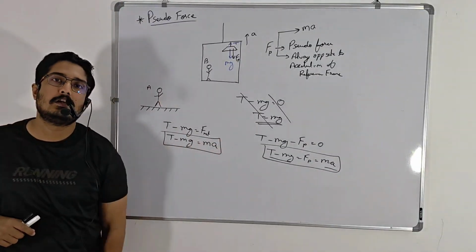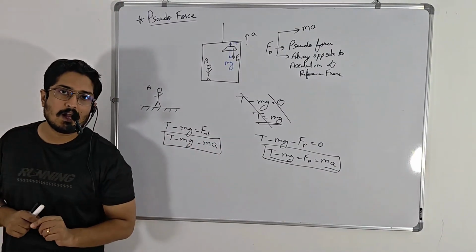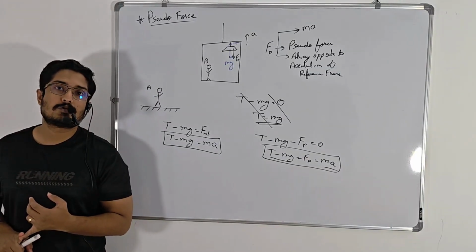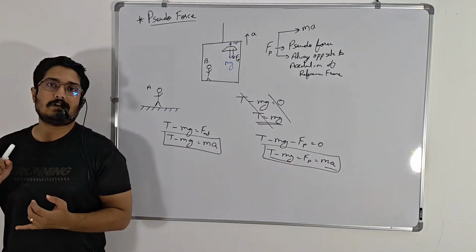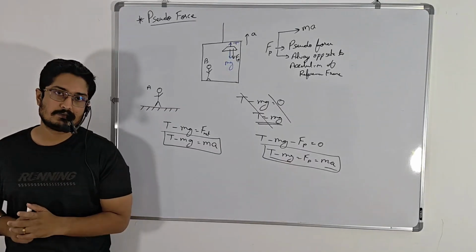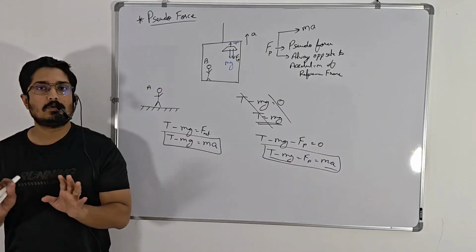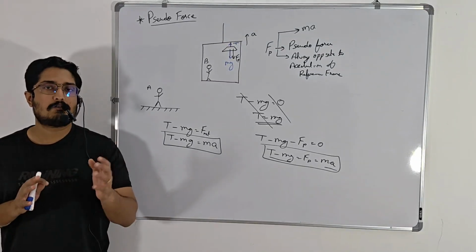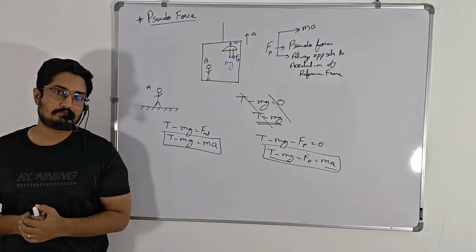So the conclusion here is that pseudo force will be only required for those observers who are writing the equation of motion in a non-inertial reference frame, that's an accelerating reference frame. For all other observers, there is no need of pseudo force. They can write Newton's law or the equation of motion directly without any problem.